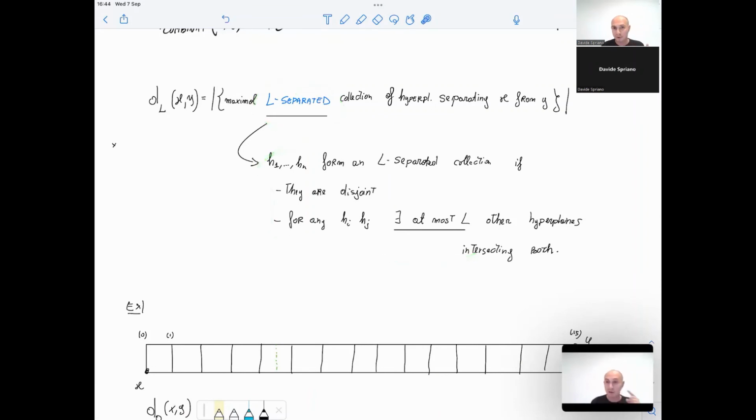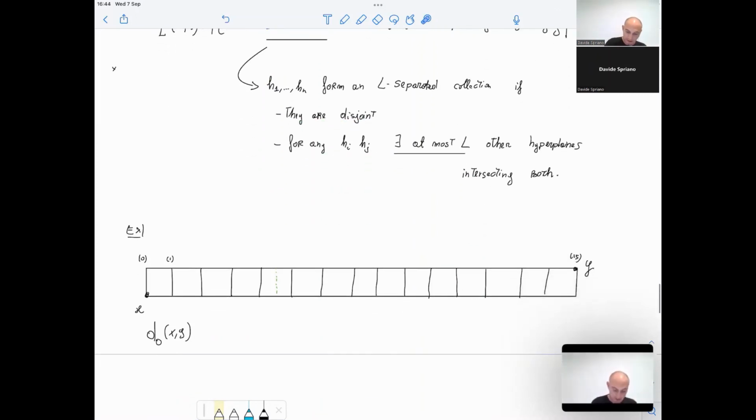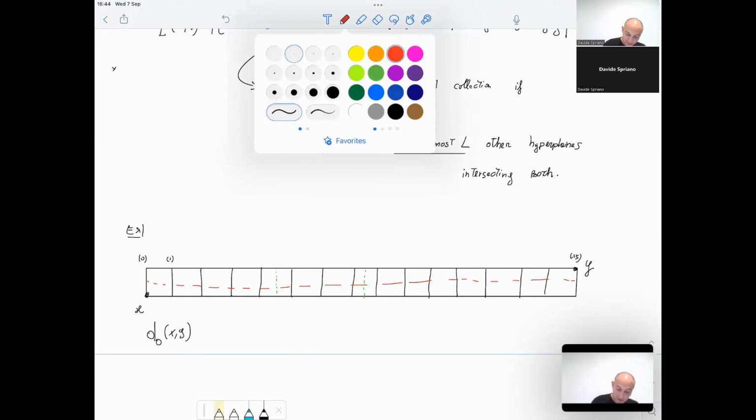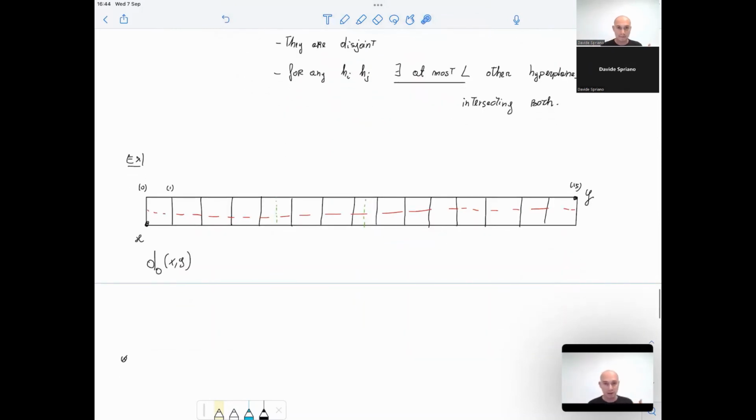So if I have only one hyperplane, there is essentially nothing to check because it is disjoint from itself, and for any pair, this condition is just empty. So any old hyperplane I want to pick would just work. I could pick the vertical one or this horizontal one, but as long as I have two, try to fit a second one. For instance, let's say I have two disjoint ones. Let's say I was going to pick those two green ones, then they would not be zero separated anymore, because there exists one other hyperplane that intersects both.